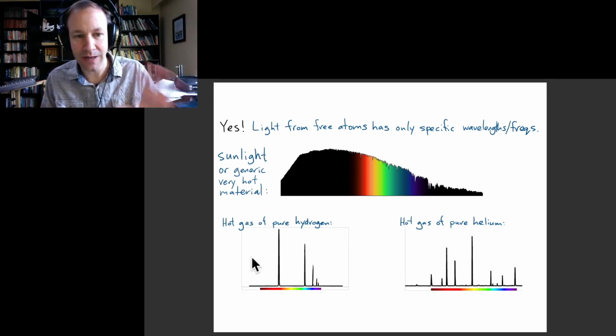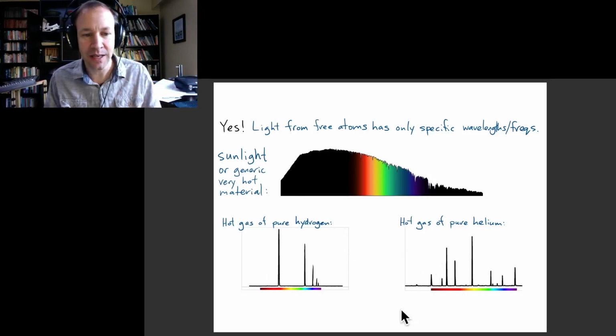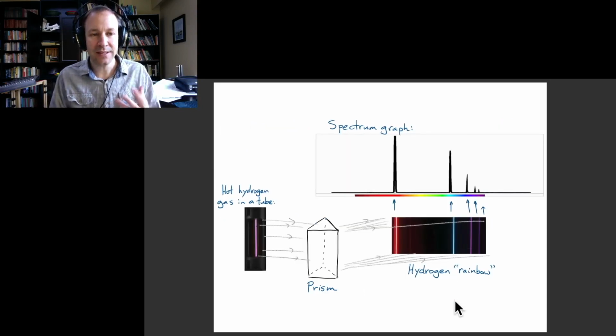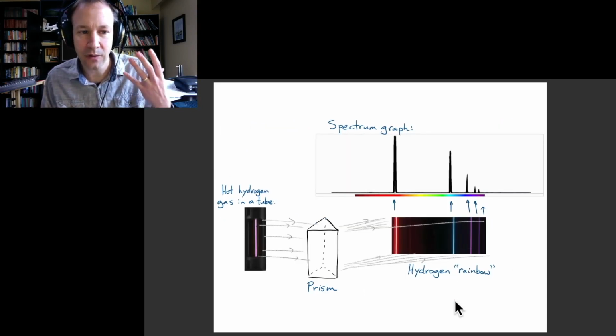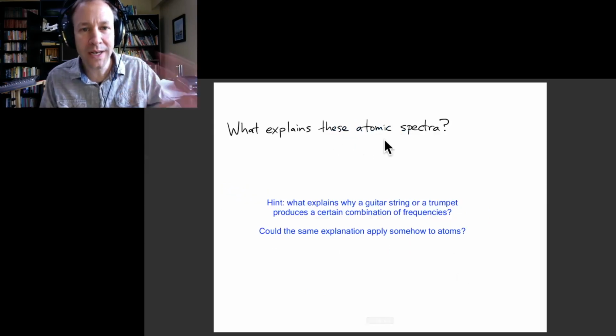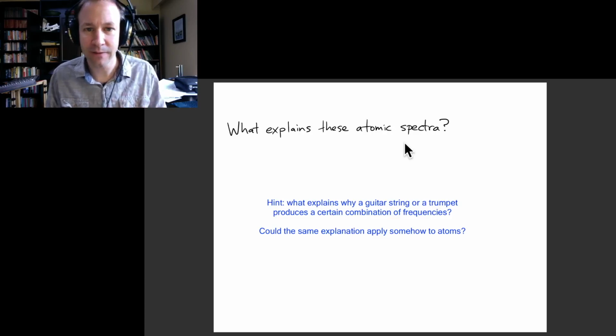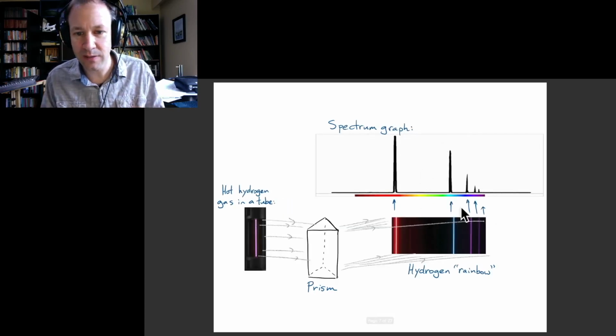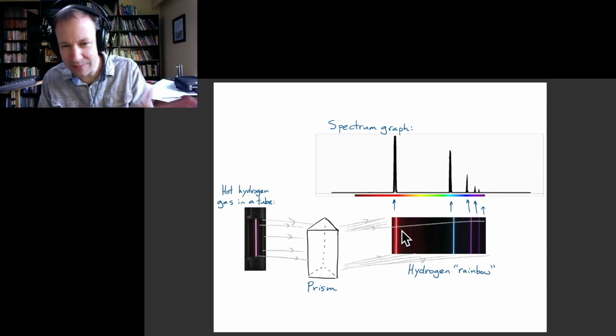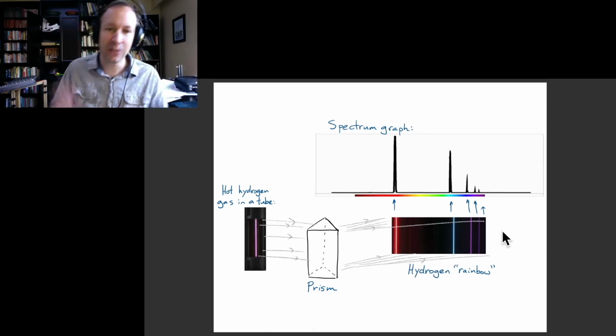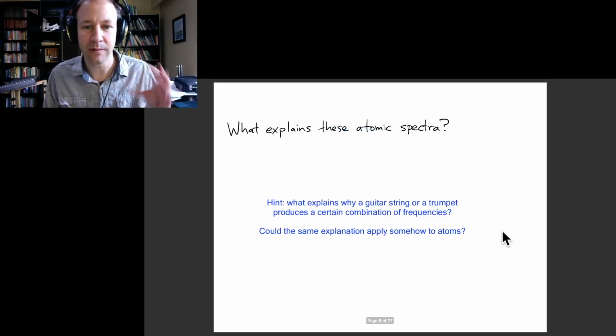And this is similar for hydrogen, helium, and other elements. And each one has some distinctive pattern. And so what we want to do is ask the question, what explains these spectra from the light from pure atoms? Okay, so why does the rainbow from a hydrogen light look like this with these very specific lines instead of the usual rainbow that you'd get from sunlight?